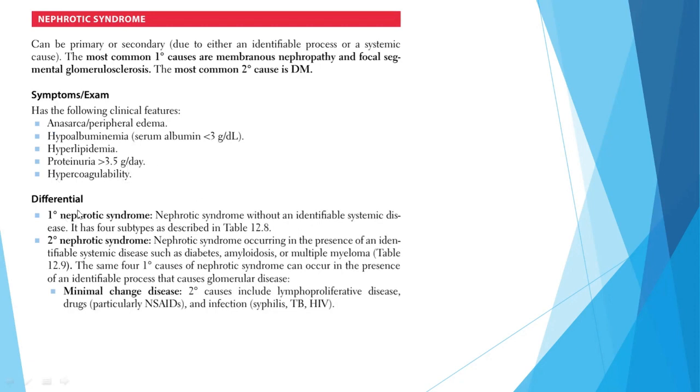Differential may be primary nephrotic syndrome, the nephrotic syndrome without an identifiable disease. And nephrotic syndrome occurring in the presence of an identifiable systemic disease is called a secondary nephrotic syndrome. For minimal change disease, the secondary causes include lymphoproliferative disease, drugs, particularly NSAIDs, and infections like syphilis, TB, and HIV.